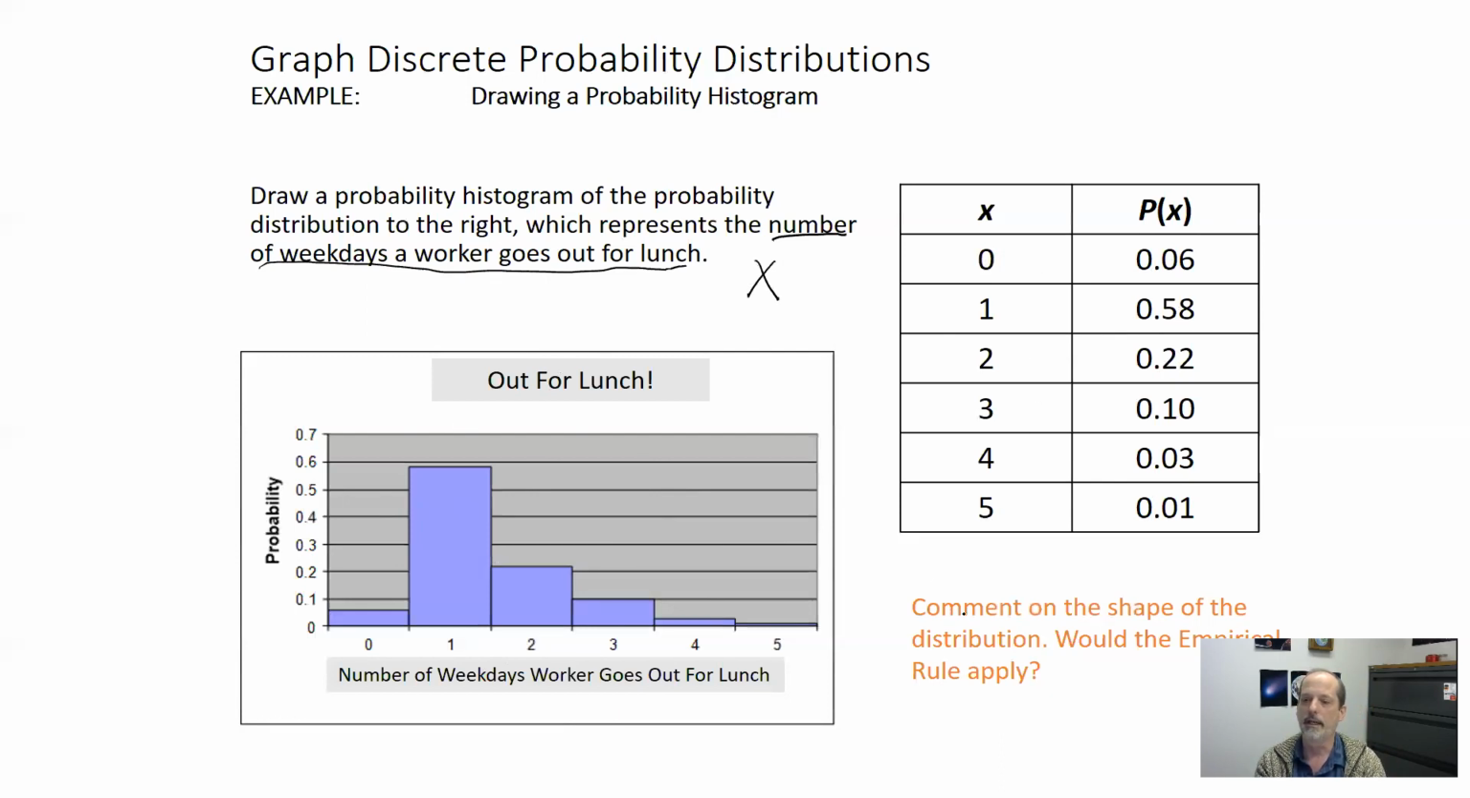And if we look at the shape of this distribution, a comment over here says, comment on the shape of the distribution. Would the empirical rule apply? And the answer is no, because it's not bell-shaped. This is right-tailed.